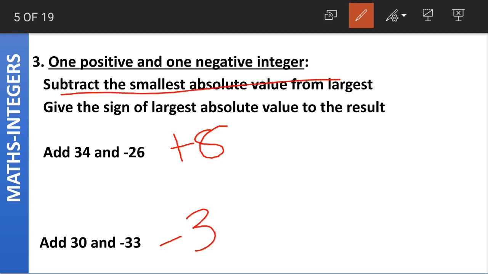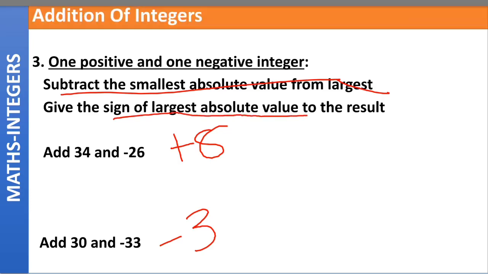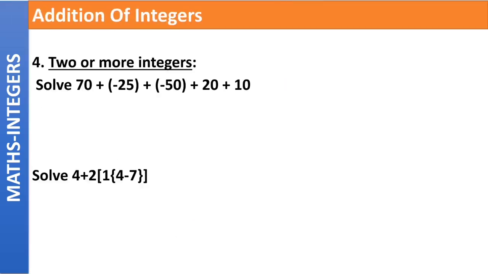You have to subtract the smallest absolute value from the largest and give the sign of the largest absolute value to the result. I hope this is clear. Don't get confused in putting up the signs. You have to put the sign of the larger absolute value to the result. Again, what do we do when we have two or more integers?